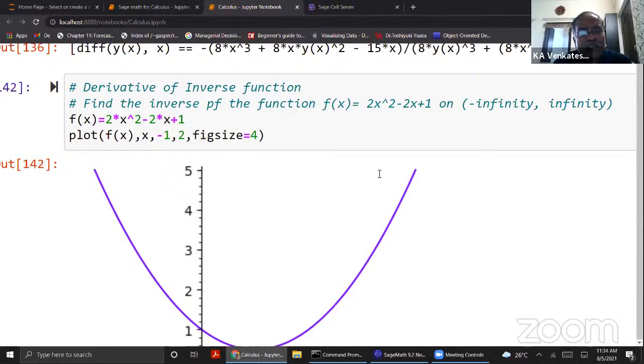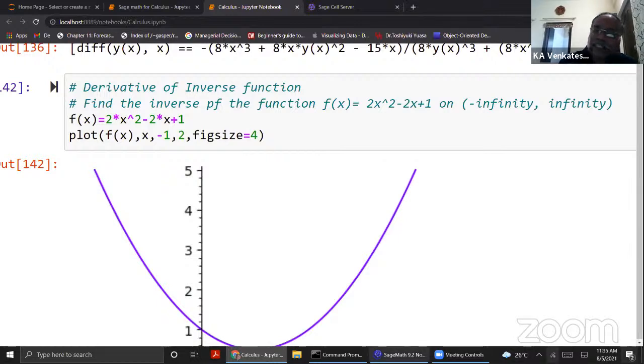Now, the derivative of an inverse function. Find the inverse function of 2x square minus 2x plus 1 on minus infinity to infinity. It's obviously a quadratic, and when the quadratic comes into the picture, the function is not 1-1. So hence an inverse cannot exist. So what you have to do is restrict the domain. That's how we studied: whenever we looked at the inverse function, if it is not 1-1, we cannot find an inverse. Obviously, we have to restrict the domain. Then we can go for it.